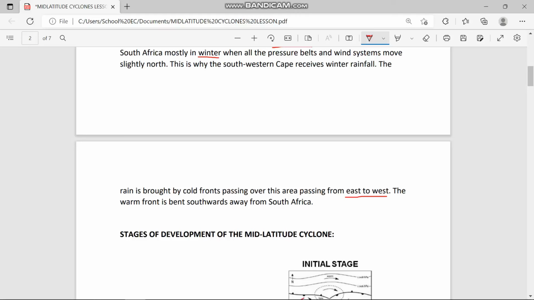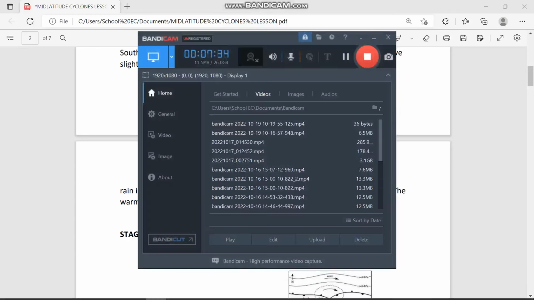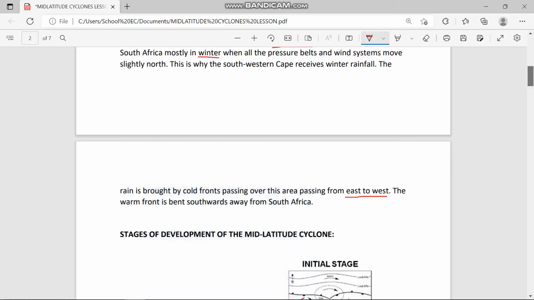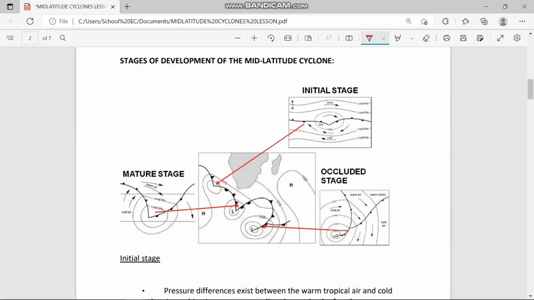Okay, but we're going to discuss the common weather conditions of this cold front. So that's how it goes. That is why this warm front is bent away from South Africa. Okay, let's go down. So now let's discuss the stages of development of the mid-latitude cyclone. We have the initial stage, the mature stage, which is our second stage, and lastly we have the occluded stage. So let's go down and discuss.